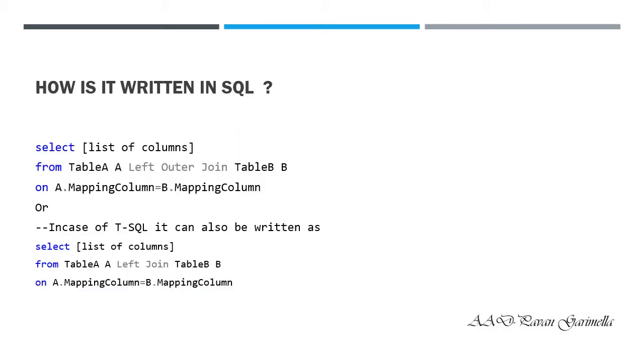Now the way the left outer join is implemented in SQL is you select the list of columns from table A, you perform a left outer join on table B, joining on the mapping columns. So here it can be a single column or you can have multiple columns adjoined with an AND or an OR clause. Similarly in T-SQL there is an additional option to write this left outer join differently, where you write it as select the list of columns from table A, left join with table B on the mapping columns.